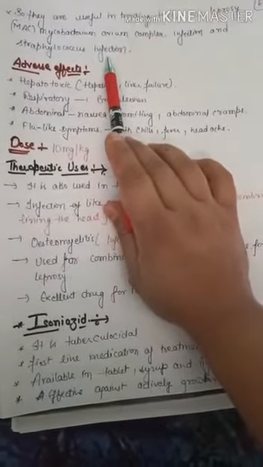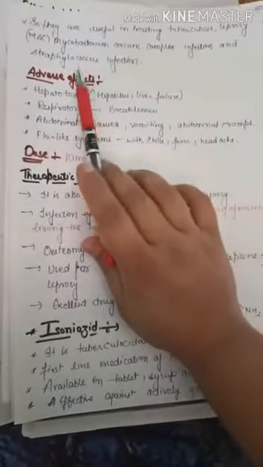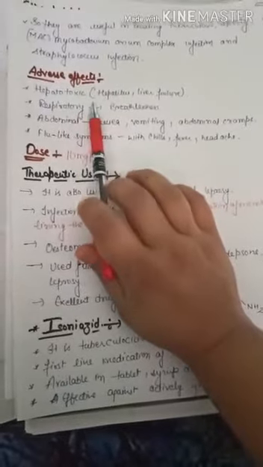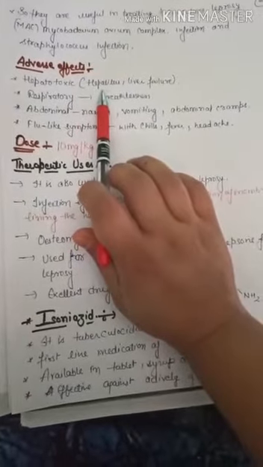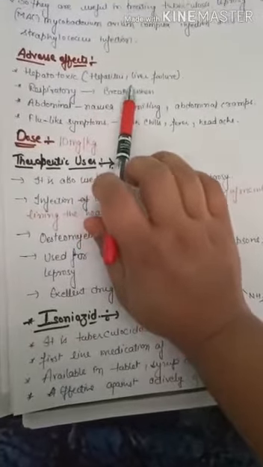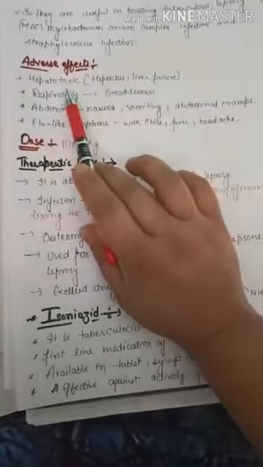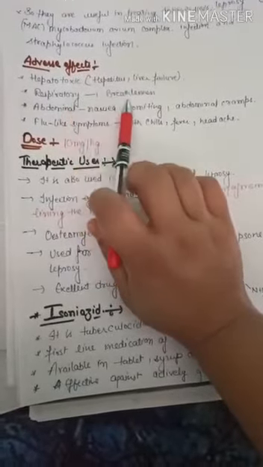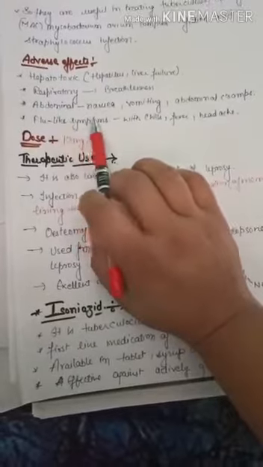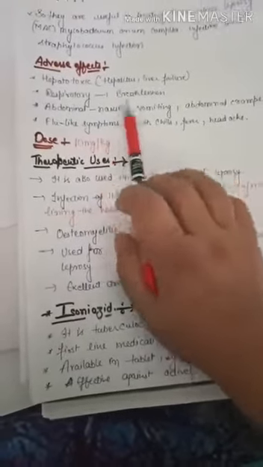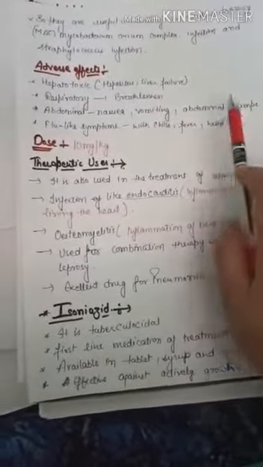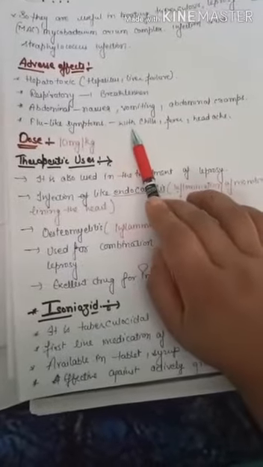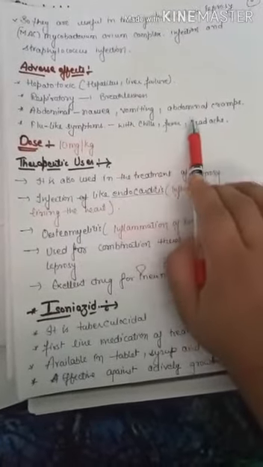streptococcus and staphylococcus infection. And here you can see the adverse effects: hepatotoxic effects like hepatitis and liver failure, respiratory effects, that is breathlessness, nausea, vomiting, abdominal cramps, and flu-like symptoms with chills, fever, and headache.